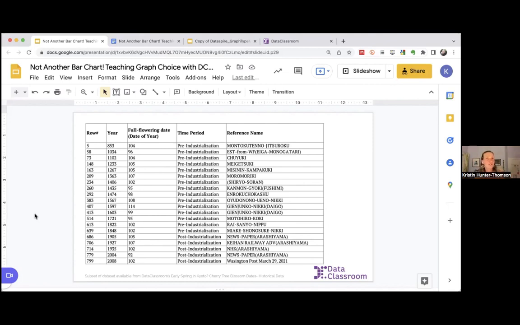What were some other folks thinking about which variable or variables to use and what type of graph you would use? There's no right answer to this question.